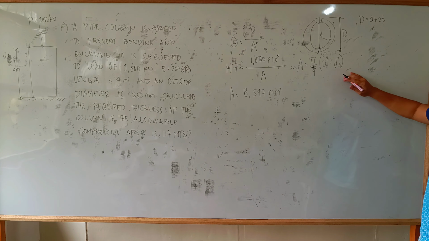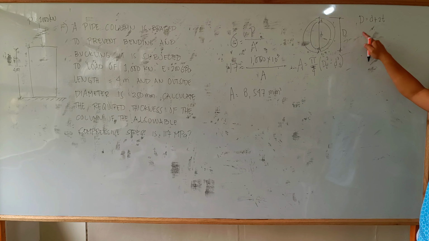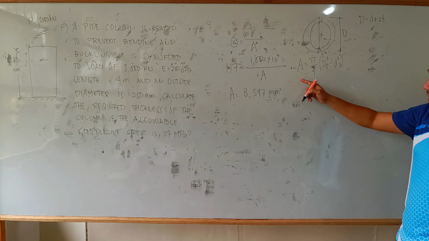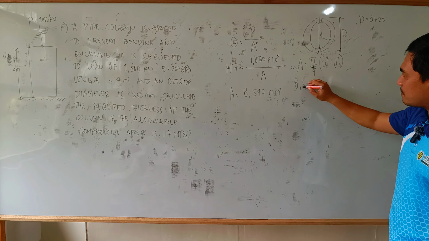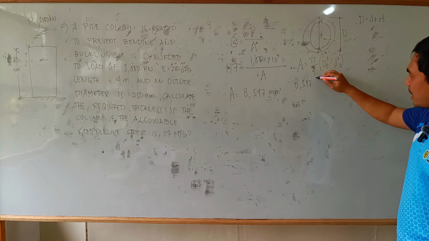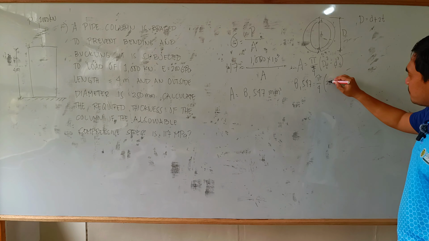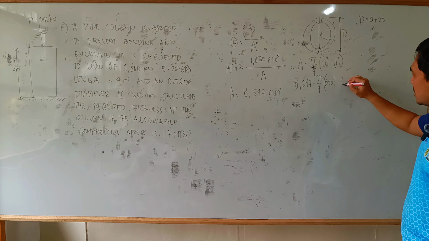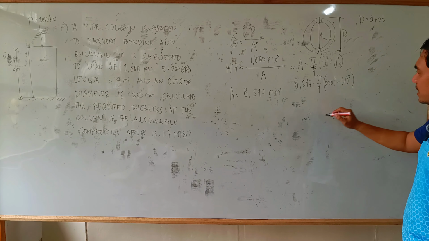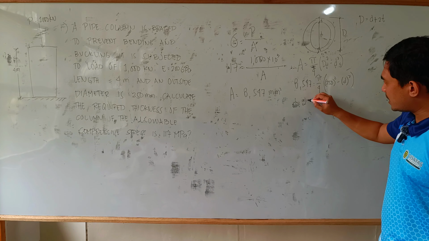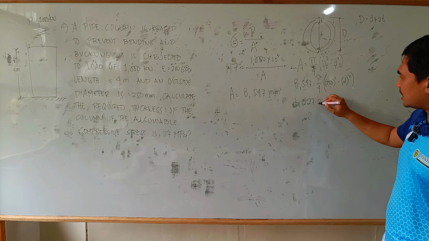Did you understand that? Let's try to get the value of the inner diameter. Once we get the inner diameter, the thickness follows automatically. Simple. So the area is 8,547 equals pi over 4 times the given outer diameter, 250 squared, minus the unknown inner diameter squared. The inner diameter is 227.20 mm.